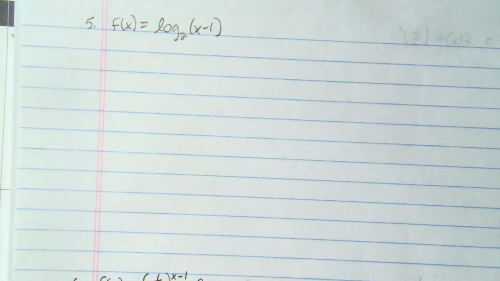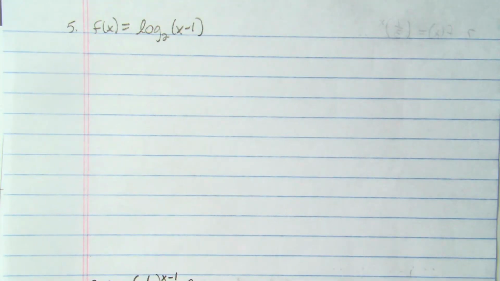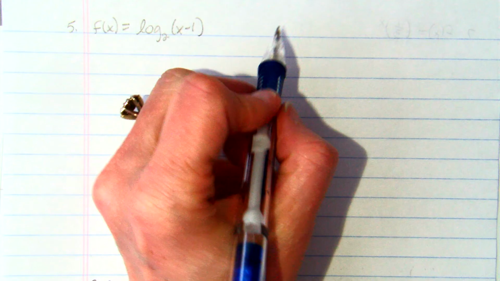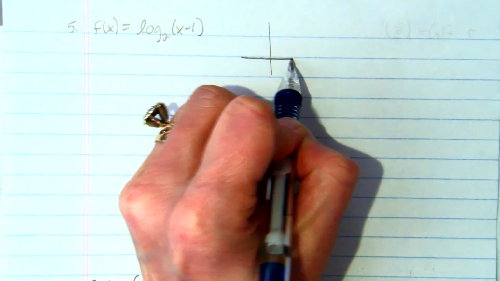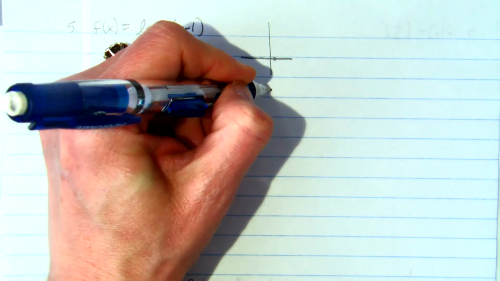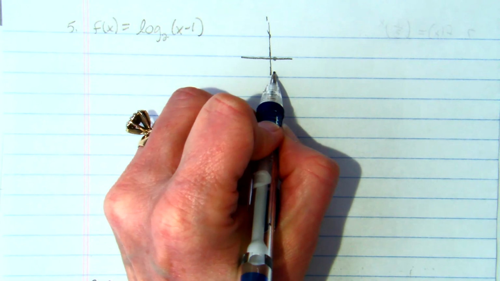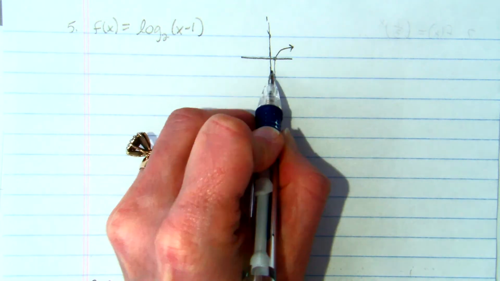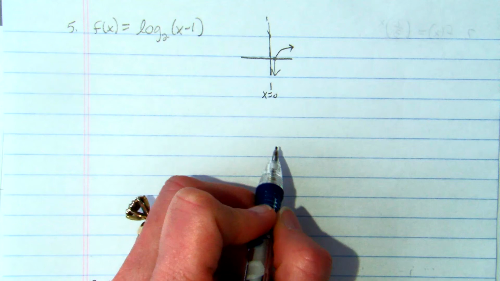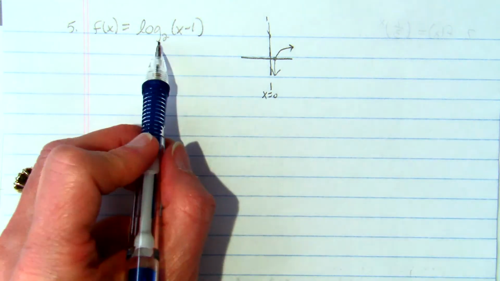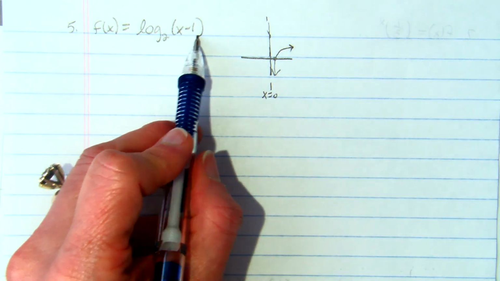Number 5 is f of x equals log base 2 of x minus 1. Again, on a drawer, so I'm going to come over here and I'm going to sketch my original. I know my original asymptote is at x equals 0. It goes through the ordered pair (1, 0). So there's my original. Looking at my function, I only have a horizontal shift.